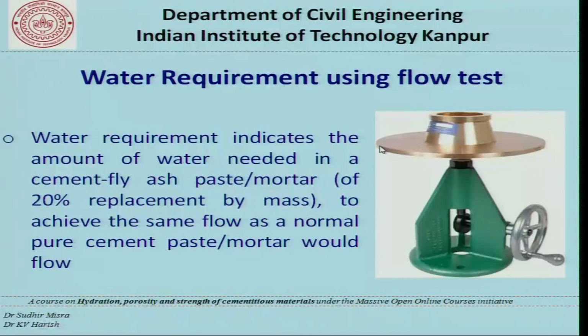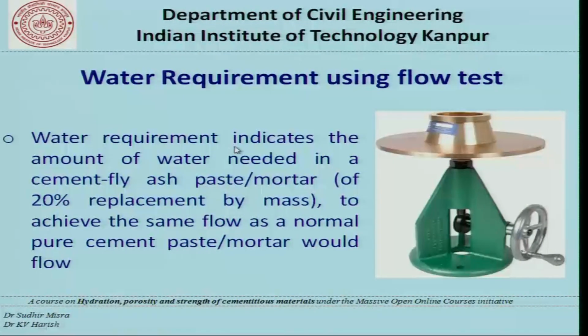So if the spread diameter is equal to or more than the table diameter, then it is called full flow, or in other case it is not full flow. We basically measure the flow diameter and calculate and report it as a percentage flow with respect to the diameter of the mold at the bottom, which is 100 mm.